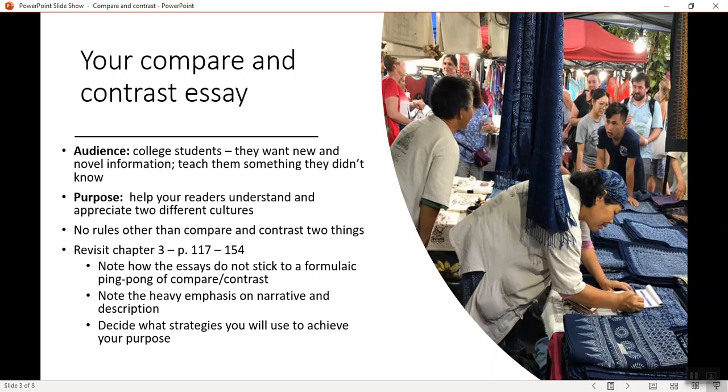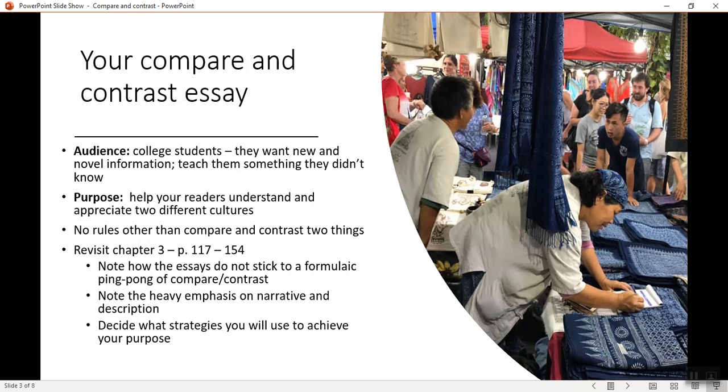But what will be new and different are the stories that you tell and the examples that you use to help your readers develop a deeper understanding. And that is part of the purpose, to help your readers understand and appreciate these two different cultures. I suggest, if you feel stuck about this essay at all, that you revisit chapter 3 in the River Reader and read more than just that one essay that you read out of that chapter.